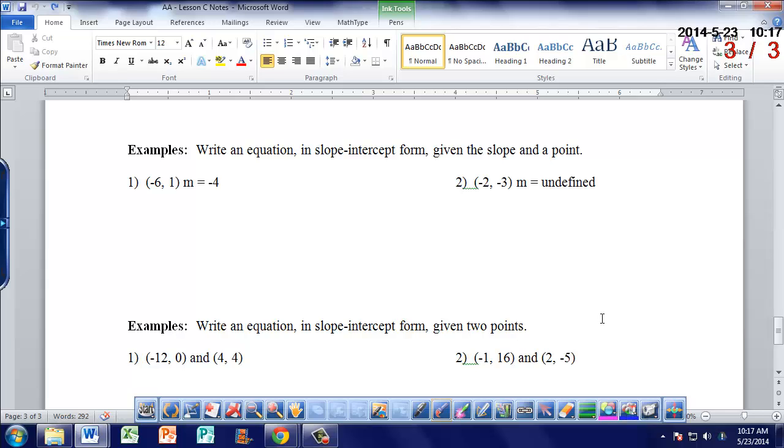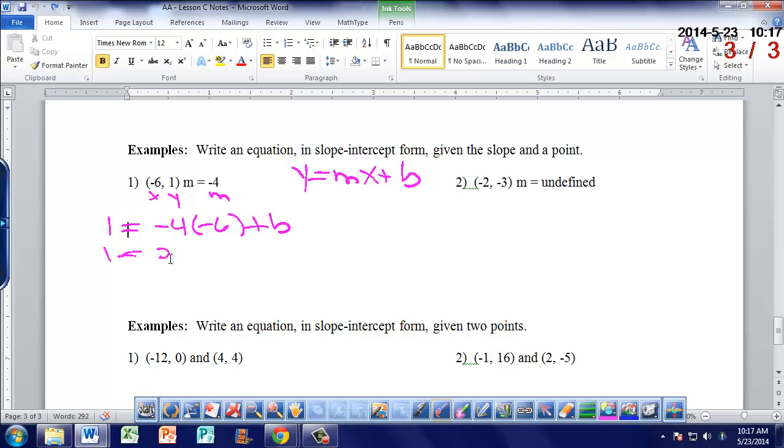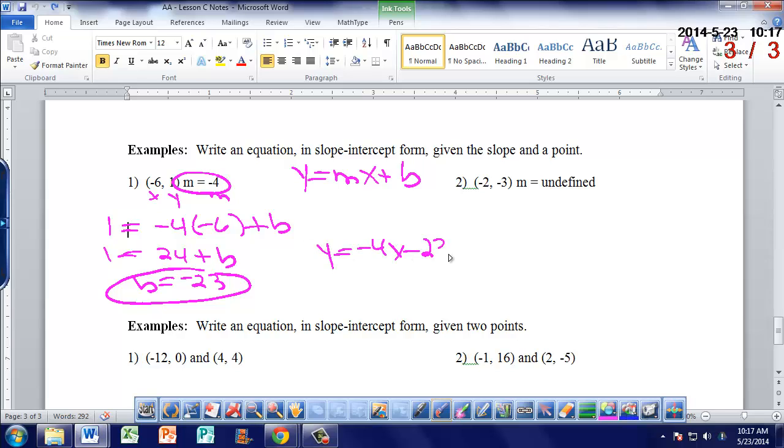Okay, the next set of problems says write an equation in slope-intercept form given the slope and point. Now, to write an equation of slope-intercept form, we need the m and the b. Hopefully you notice what's missing in these two problems, the b. So what we're going to do is we are going to find it. We have an x, we have a y, and we have an m. Plug these in and solve for b. So I get 1 equals -4 times -6 plus b. We get 1 equals 24 plus b. b is -23. Then I'm going to take my b, take my m, and plug it in again. So y equals -4x minus 23.